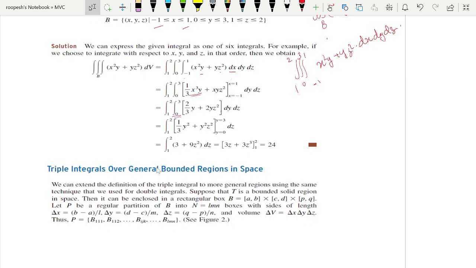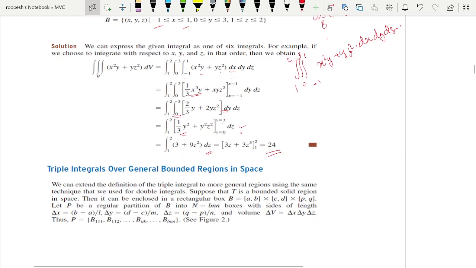Again, this integration is with respect to y, so integrate with respect to y. This will become y square by 2, the 2 gets cancelled, and you will get y square by 3. Next, there is one y, so y square by 2, the 2 will get cancelled, and you will get y square z square, between the limits y equal to 0 to y equal to 3. And next we want to integrate with respect to z. Now this will become a function of z alone. So when you find the integral with respect to z and apply the limit, you will get the answer. I think you can follow it very easily. So I'm moving to the next one.